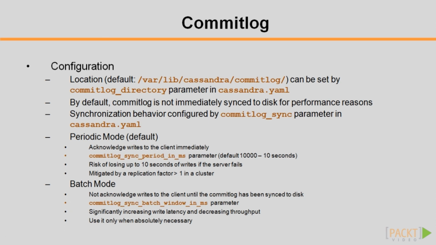The other one is batch mode. It doesn't acknowledge writes to the client until the commit log has been synced to disk by batch. The duration of the batch window is set by the commitlog_sync_batch_window_in_ms parameter. It's the safest mode, but may significantly increase write latency and decrease the system throughput. Use this mode only when absolutely necessary.